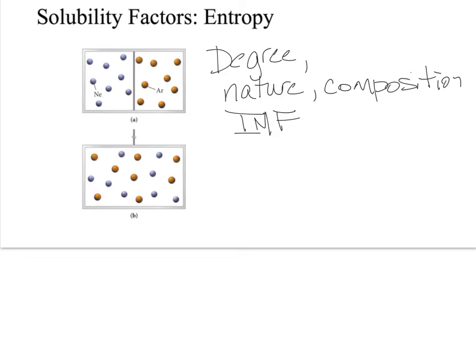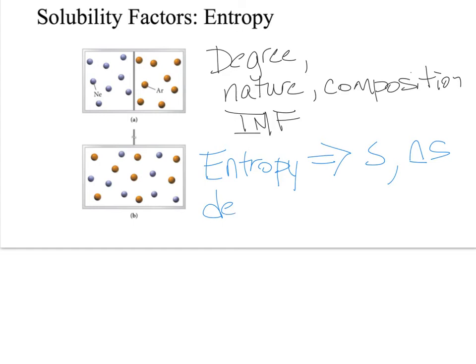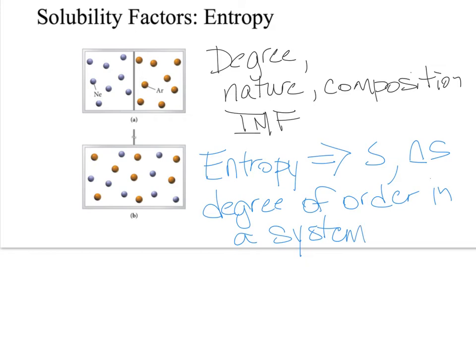But we also have to consider something else called entropy. It's not something we've talked much about yet, but will more when we get to thermodynamics. It's abbreviated as S, and a lot of times you see the reference of delta S, or the change in S. But this is defined as the degree of order in a system. And has to do with the second and third law of thermodynamics. So we'll get to more of that later.